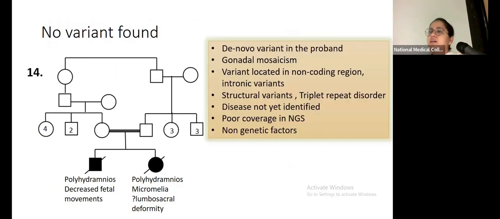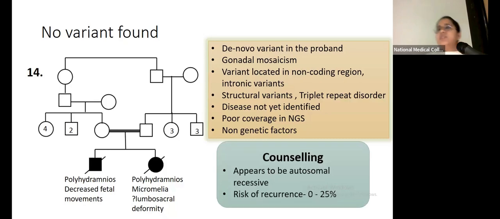Again, the reasons why no variant could be found could be a de novo variant, gonadal mosaicism, a variant in a non-coding region, maybe a structural variant, disease not identified, poor coverage, or in many cases, maybe there's a common environmental factor which does explain it, because polyhydramnios and lumbosacral deformity can be explained by environmental agents. But in 2 pregnancies back to back, it's difficult to say, and again, it cannot be entirely ruled out.